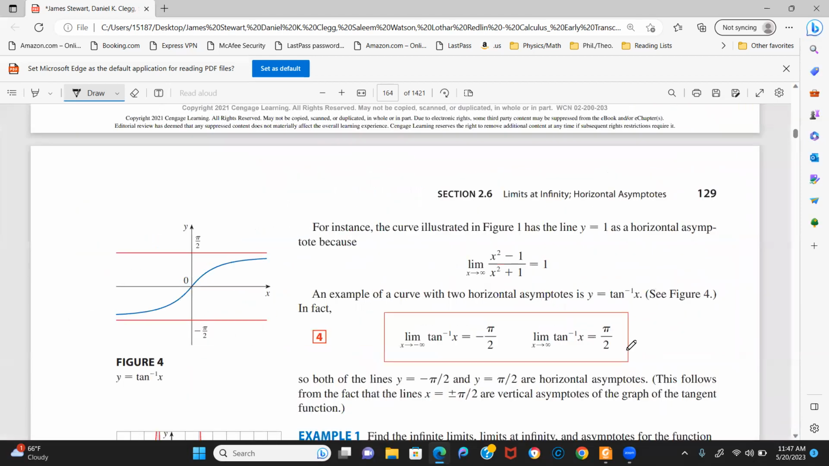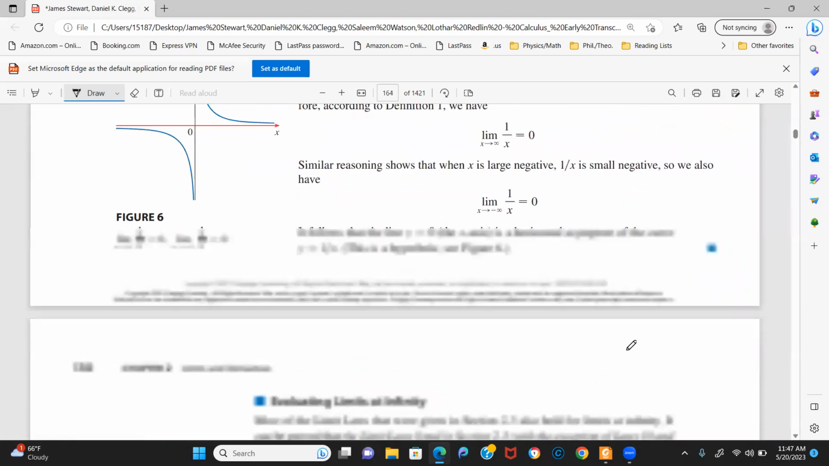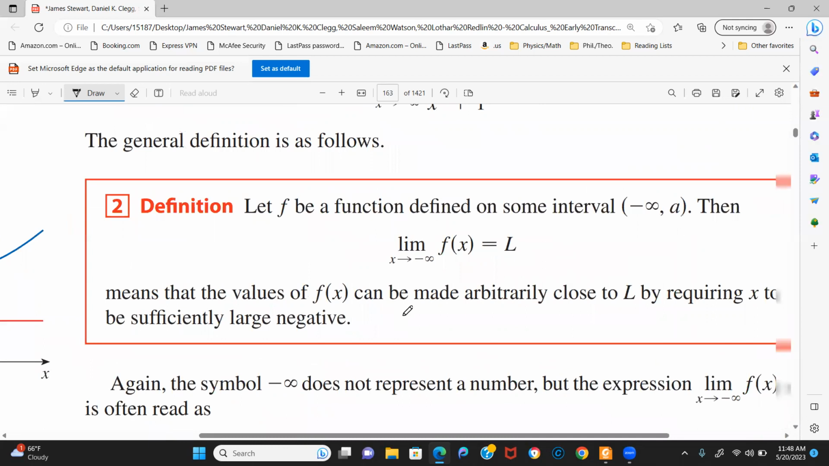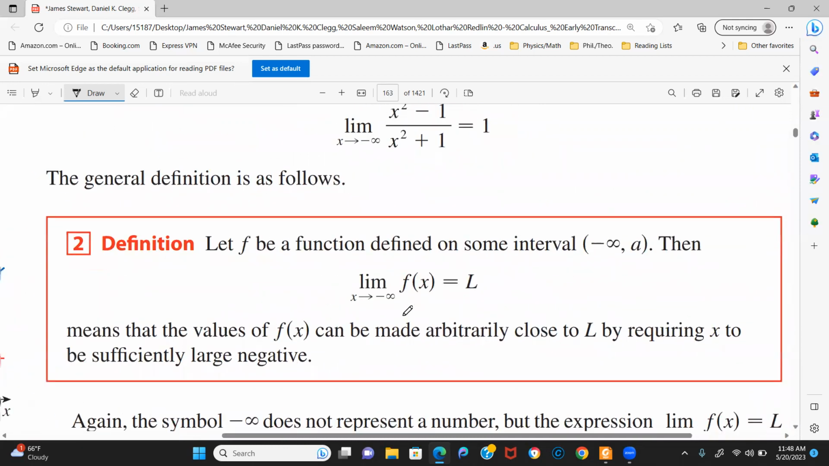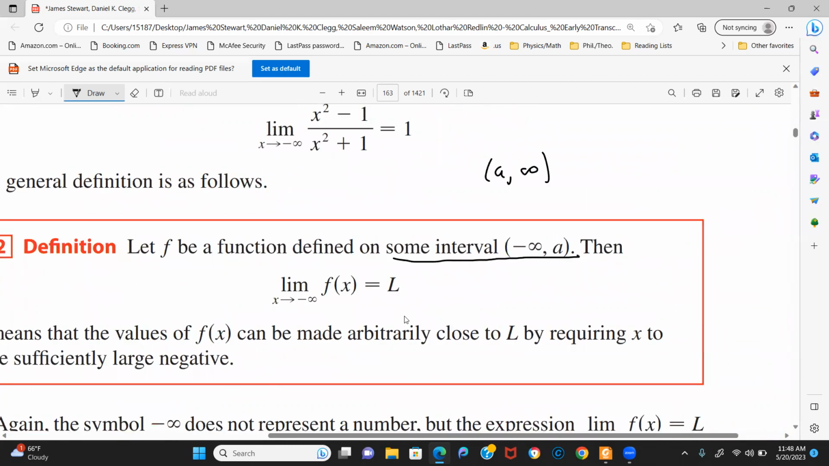So let me just skip down. Okay, so here's the definition of as you go to negative infinity, and we kind of already looked at that. The definition is not too much different. In this case, you want f to be defined on some interval of this form, negative infinity to a. Before we were looking at this, but now you want to go out to negative infinity. That's what we're doing here.